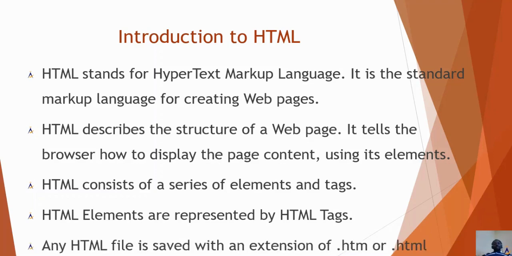An HTML file is saved with an extension of .htm or .html. As I've said, when you are writing an Office document using Microsoft Word, you should save your content as either .doc or .docx, depending on the version of the Office package you are using. Similarly, when you're writing a web page or an HTML file, you should save your file with .htm or .html.